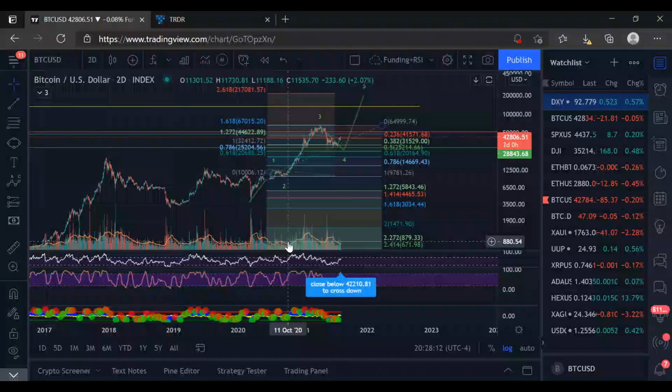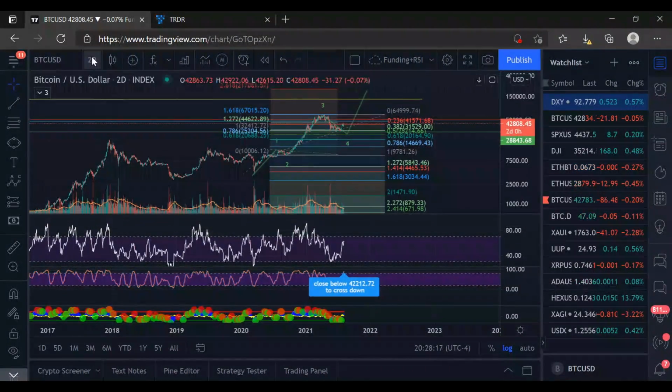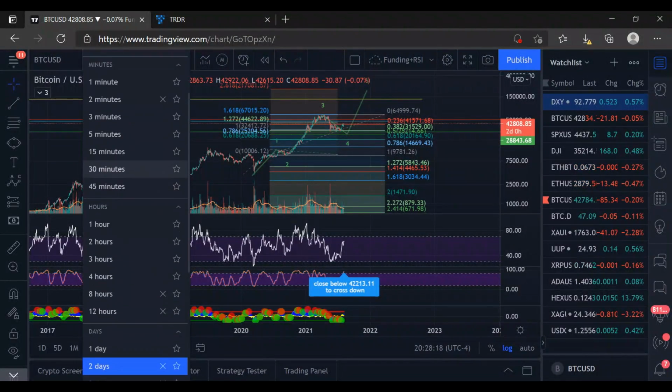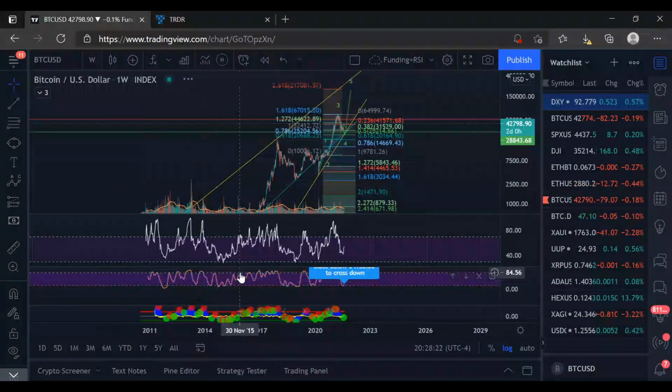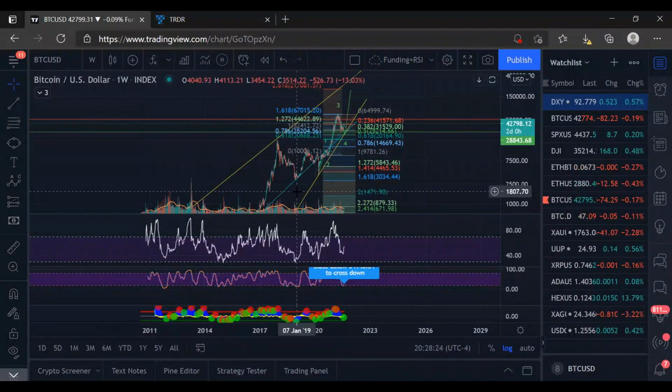I think I got this off the weekly RSI as well. Let's pull up the weekly chart. And this kind of gives confluence to what I was looking at.